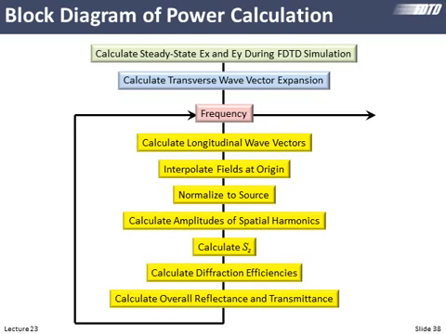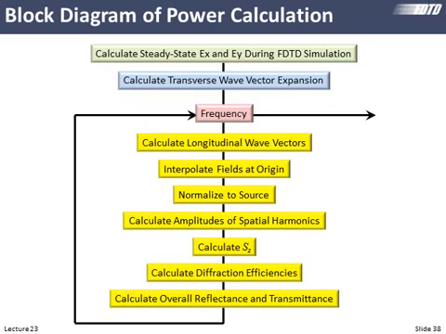But we run our model and we calculate the steady state components of EX and EY on both the transmitted and reflected side. Now, at that point, the simulation's done. So what's in green here is really the FDTD simulation. The rest of this is post-processing. So the first step in that is to calculate the transverse wave vector expansion. So that's the X and Y components of our wave vectors.